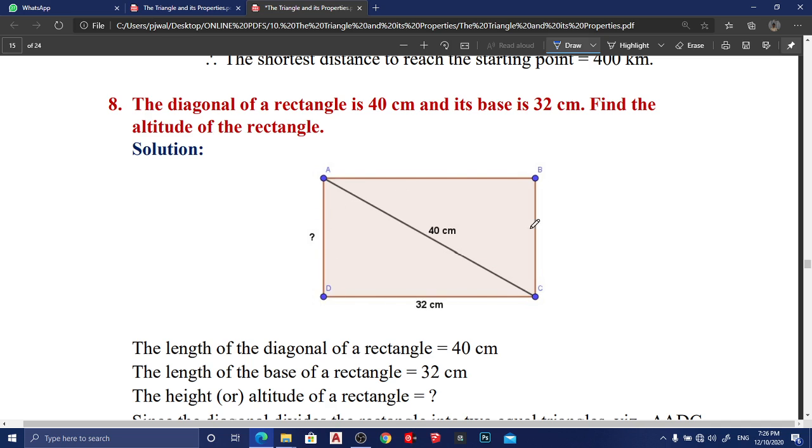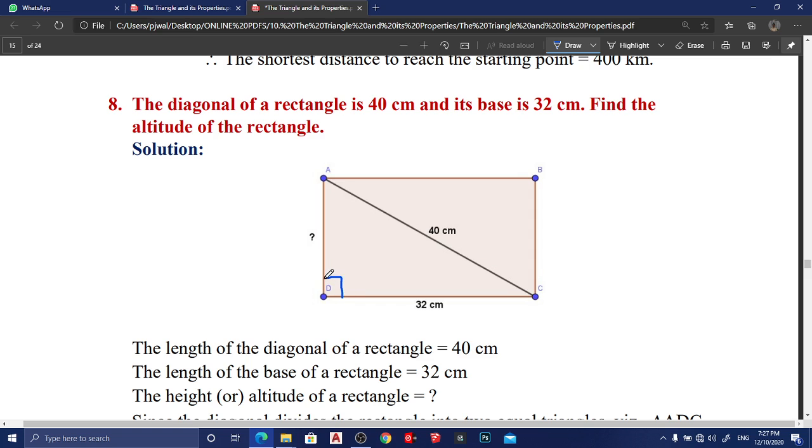First you draw a rectangle ABCD. Now what is given? Diagonal of a rectangle. Diagonal means the line which joins the two vertices opposite to each other. So you can take any diagonal, this one or this one. I am taking the AC diagonal, and now see this CD will become the base. Base is also given, which is 32 centimeters. Now we have to find out this length, which is nothing but the altitude or height of this rectangle.